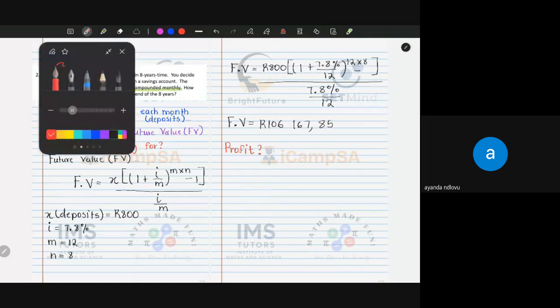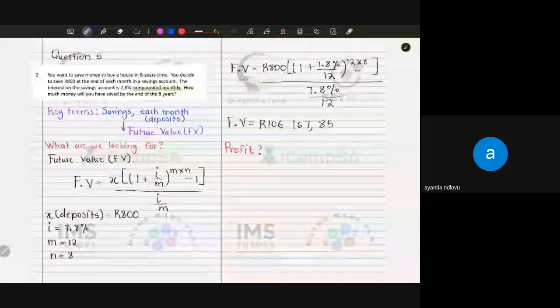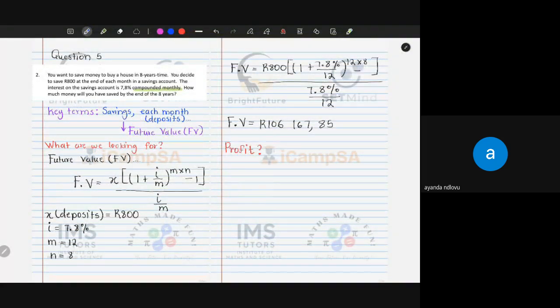Right. Anyone, guys, want to guide us? How do we get the profit? Very easy. You're going to say your future value minus 800 times 12, and then you're going to times that answer by 8 years. So the 800 times 12 times 8 is 76,800.